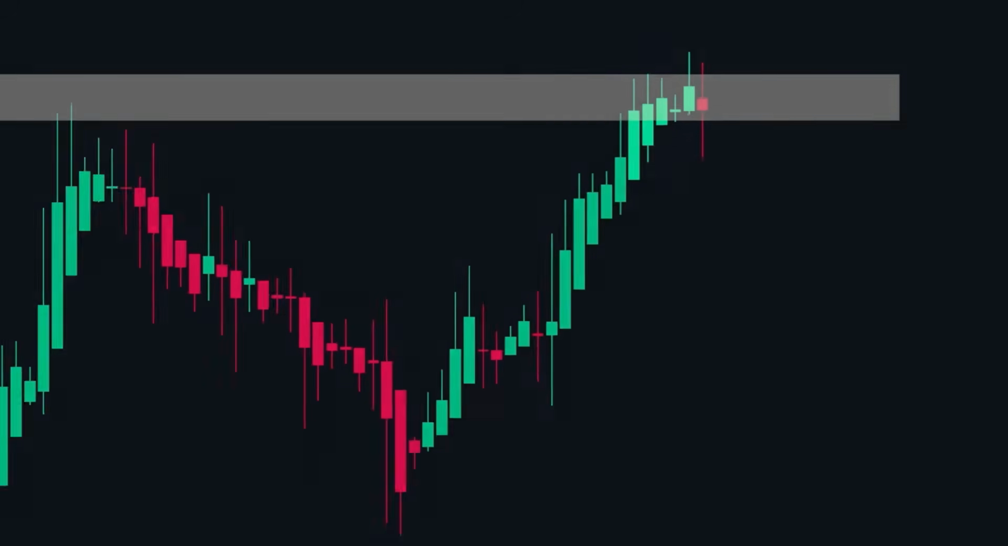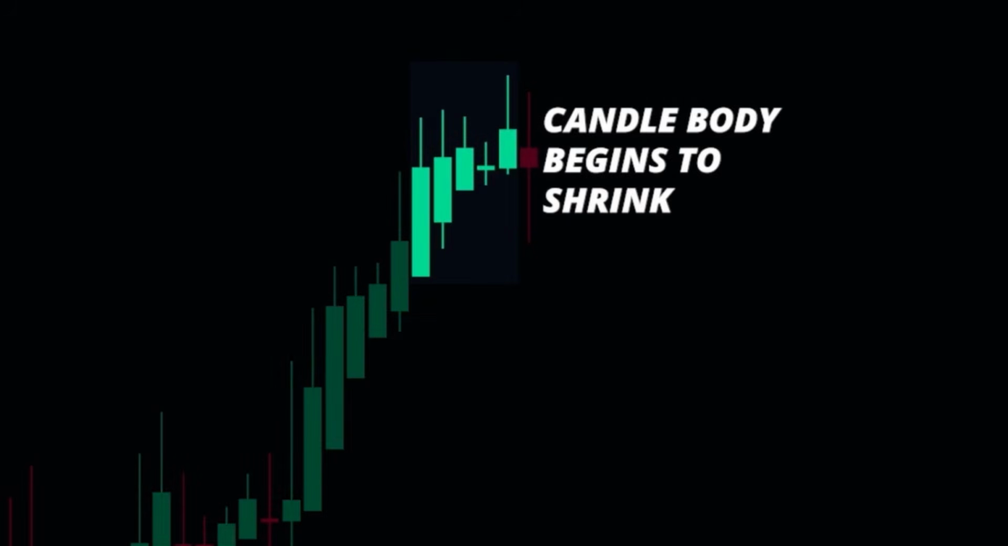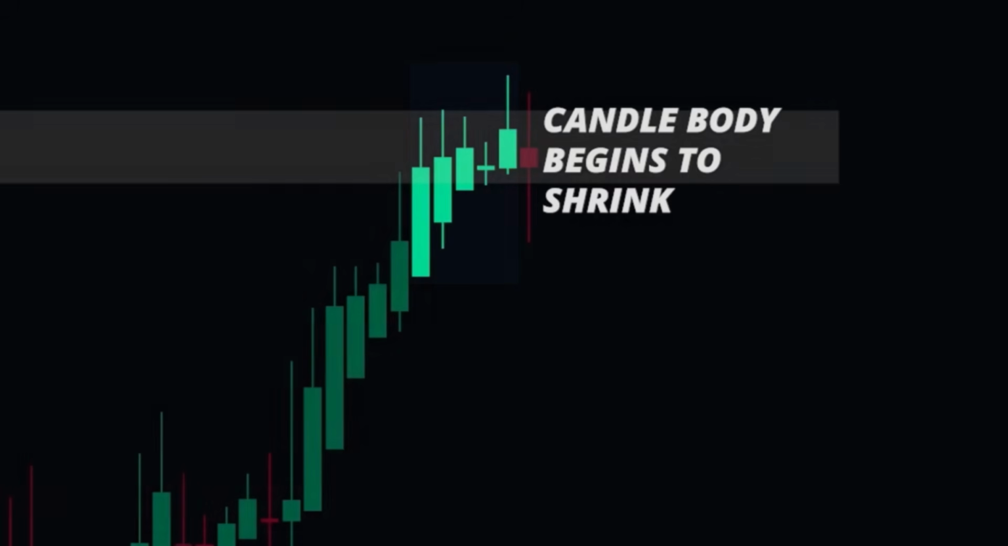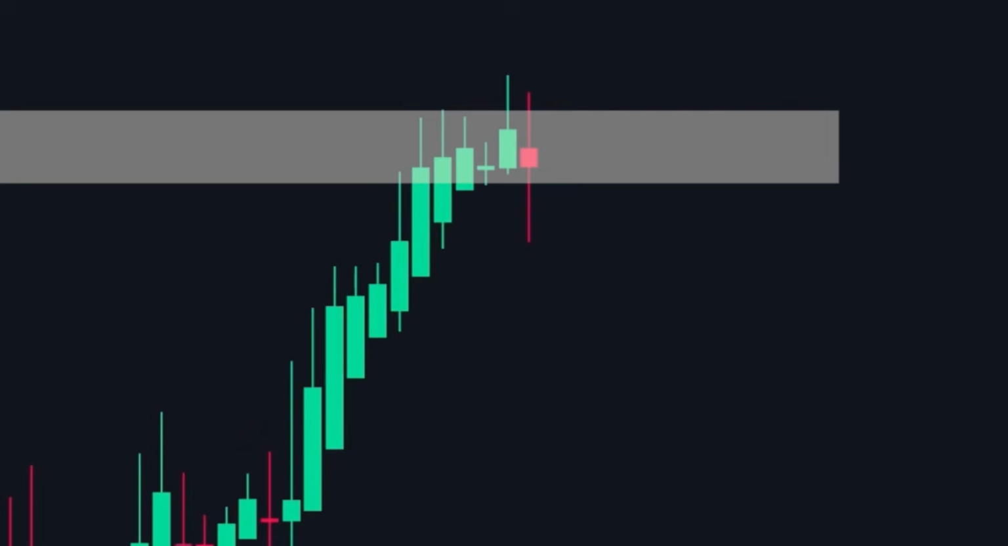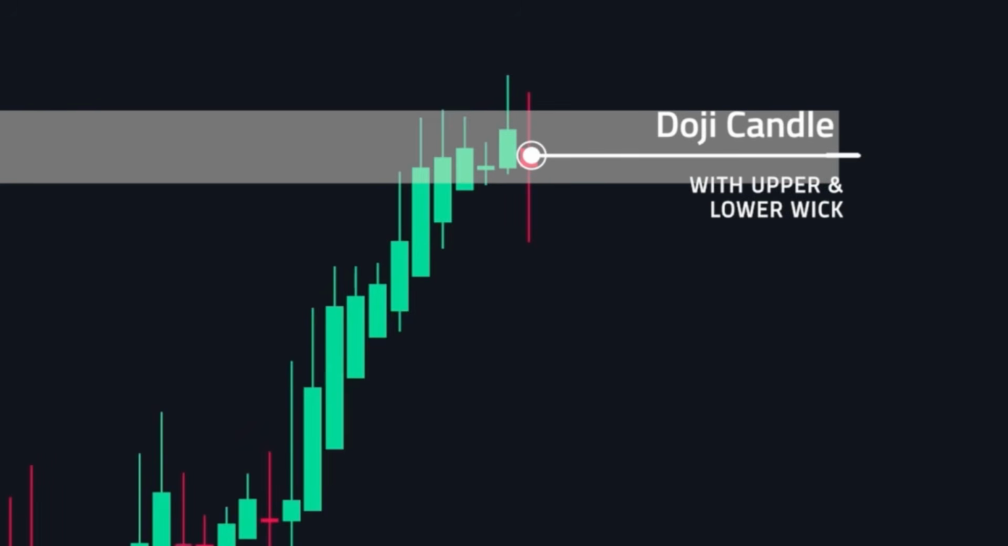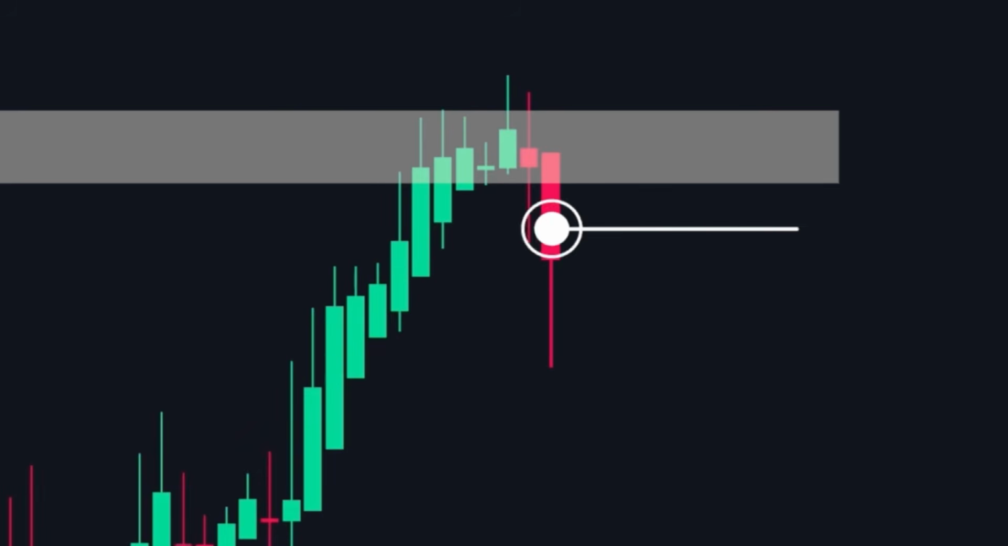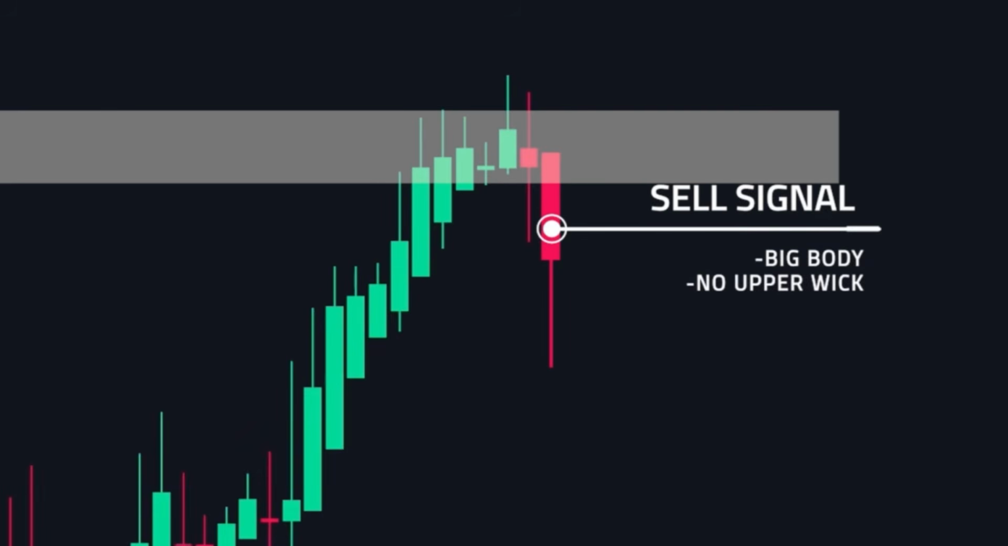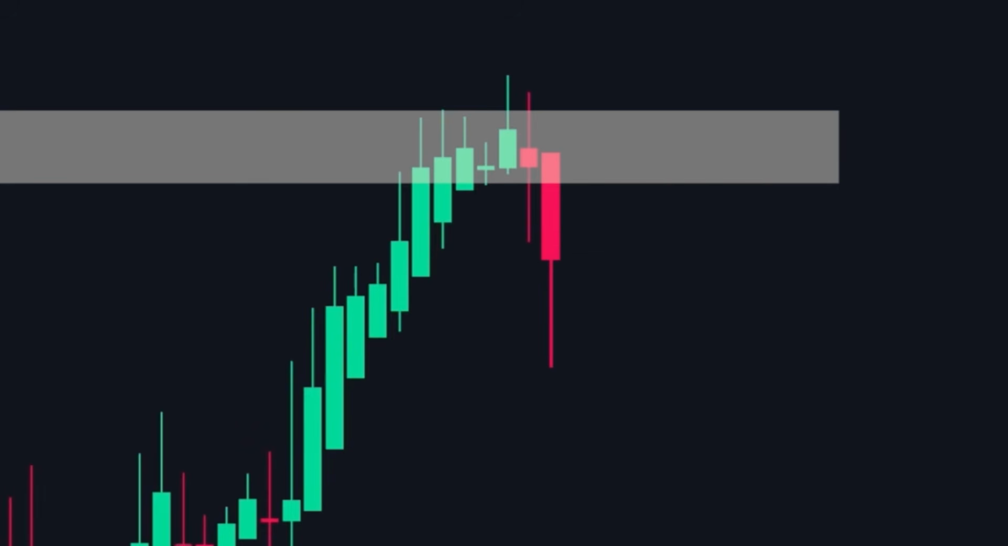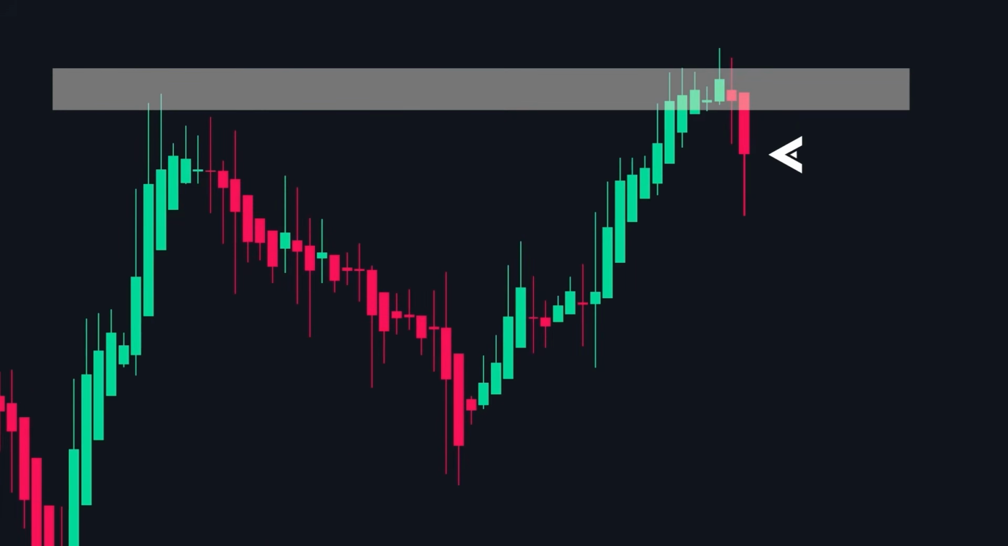We see that the candle bodies begin to shrink, and while there are no lower wicks, this decrease in body size signals a lack of momentum. Then a doji candle with upper and lower wicks appears, indicating a loss of momentum. Finally, a red candle with a big body and no top wick signals that the resistance level is effective and the price will most likely turn downward. We can initiate a sell trade at the close of this red candle with the stop loss above the candle and targeting the support area.